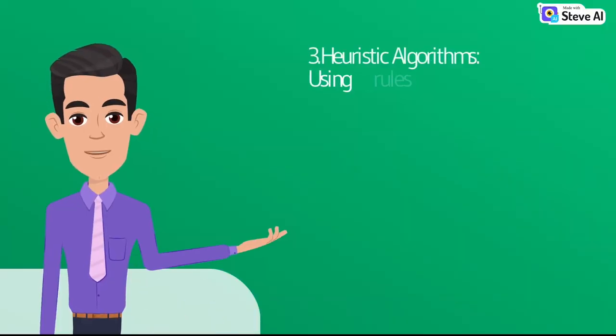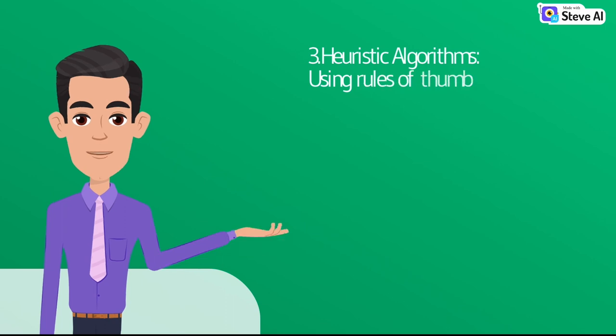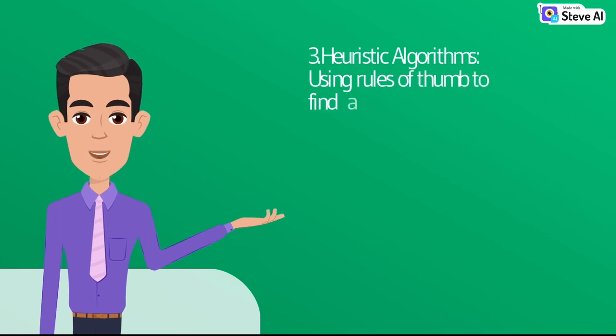...algorithms, using rules of thumb to find a good enough solution in a reasonable amount of time, although these don't guarantee finding a Hamiltonian cycle if one exists.